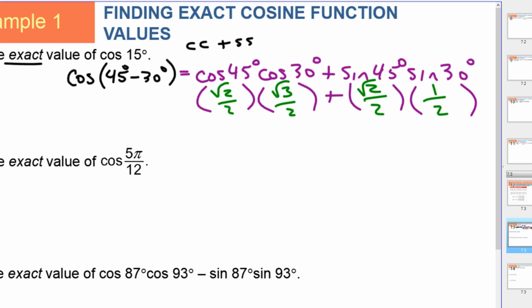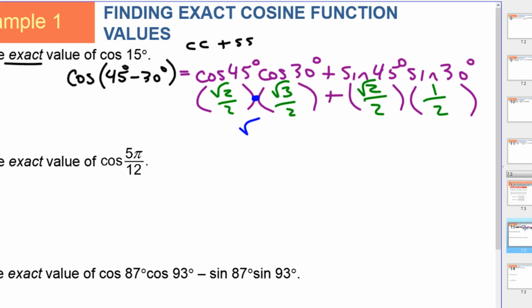All right, now I'm going to write something down and then I'm going to erase it because I want you to skip this step, but I need you to make sure you see where it comes from. When I multiply these 2 fractions, you multiply numerators, you multiply denominators. You're going to get square root of 6 over 4. All right, same thing over here. You're going to multiply and get square root of 2 over 4. We're going to add those 2 things together. I want you to skip that step and combine the fractions. So I'm just going to go straight to here.